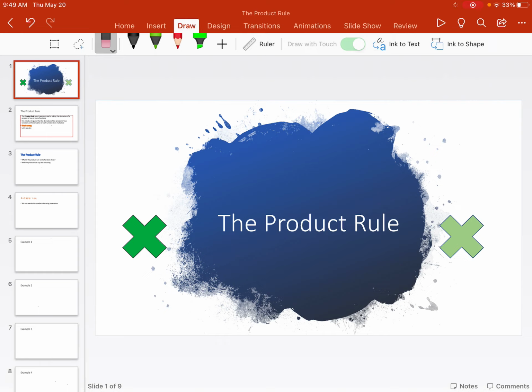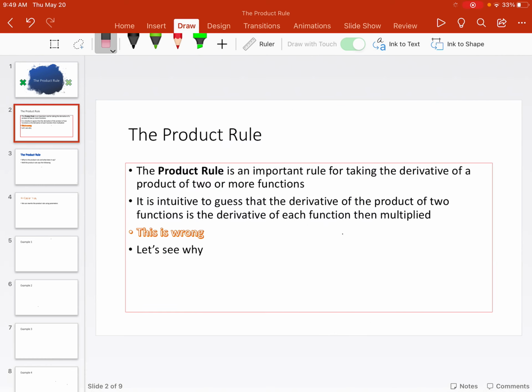I'm going to do some examples. I'm going to break it down for you guys. So let's get into it. So what is the product rule? Well, the product rule is an important rule for taking the derivative when we have a product of two or more functions. So what do I mean by that?